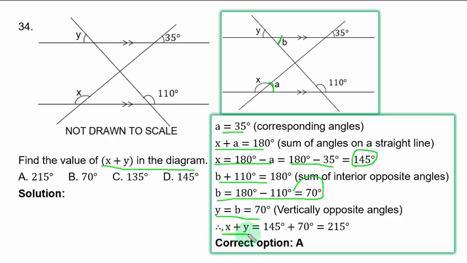Therefore, x plus y is equal to 145 degrees plus 70 degrees, and that is 215 degrees. A is the correct option.